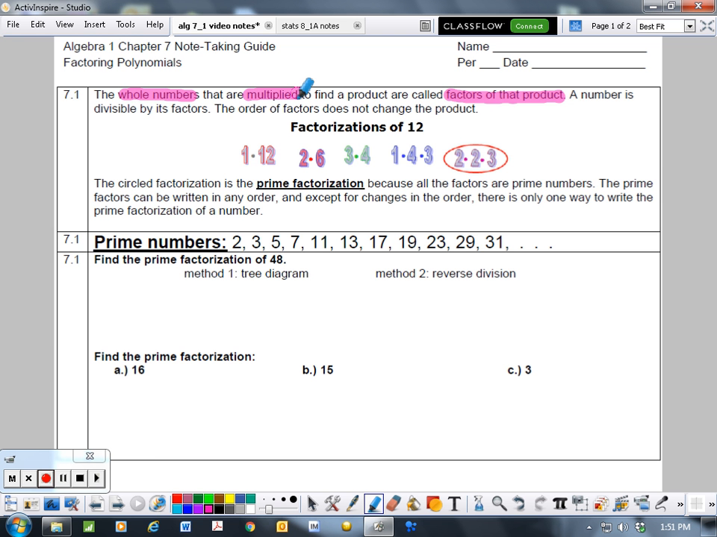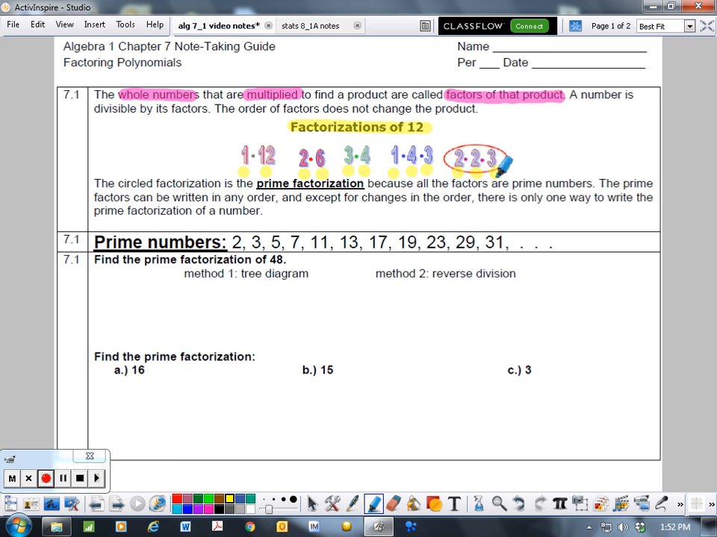A number is divisible by its factors. So the order of the factors does not change the product. So for example, we have the factorizations of 12. We've got 1 times 12, 2 times 6, 3 times 4, 1 times 4 times 3, 2 times 2 times 3. Now why is 2 times 2 times 3 circled?